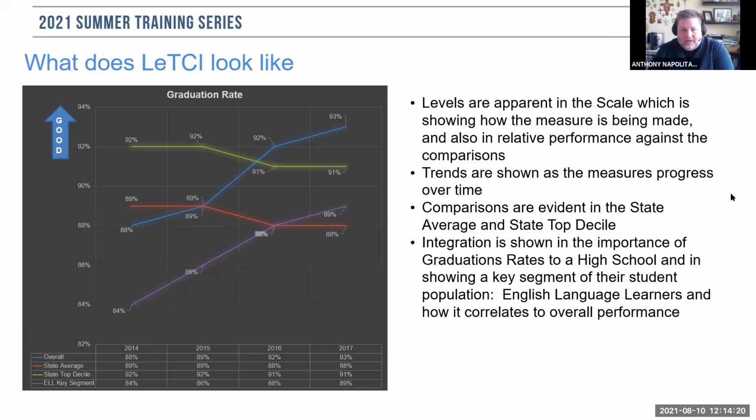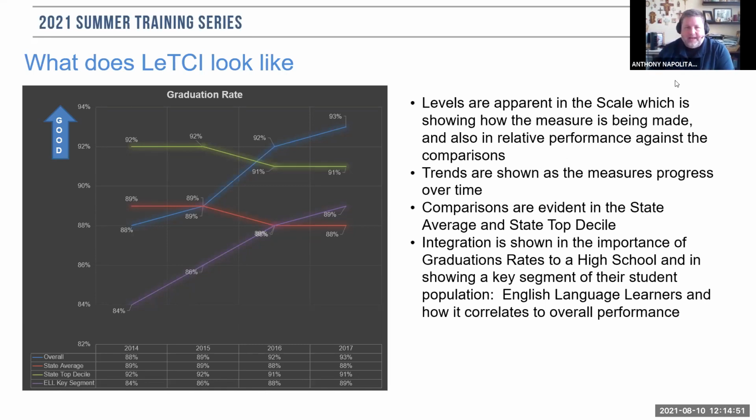If you're a high school, and this is what I have imagined here, graduation rates are pretty much what you're about. You're trying to get your students graduated to move on. And it's also in your segments, because English language learners is a very important segment to many schools, especially here in the state of Florida. So being able to look at this key segment and see how it works on the overall performance is a great way to look at integration.